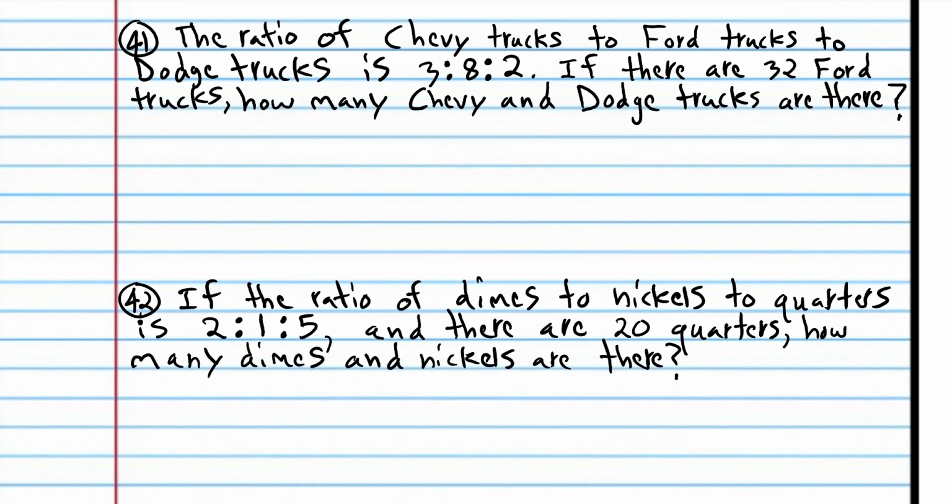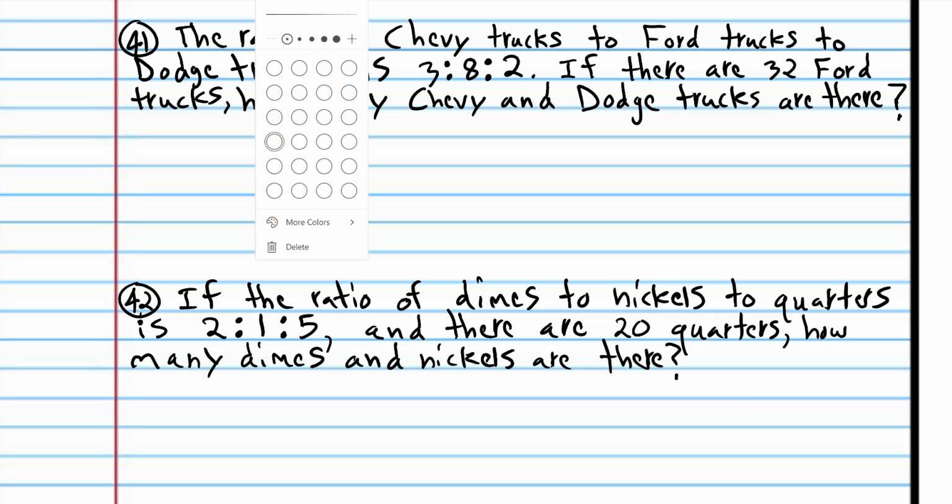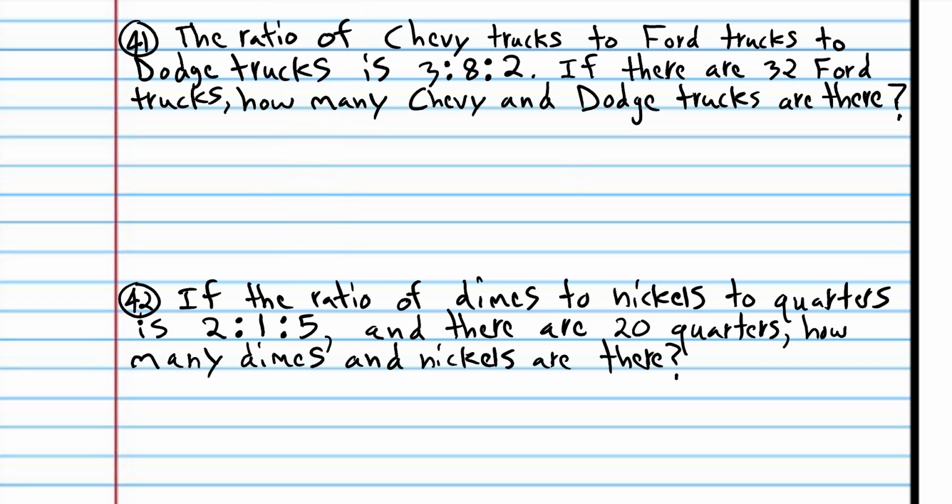So now we're going to problems that use ratios with 3 numbers. The ratio of Chevy trucks to Ford trucks to Dodge trucks is 3 to 8 to 2. If there are 32 Ford trucks, how many Chevy and Dodge trucks are there? So again, this is a ratio. But if we were going to use the method where we set up a proportion statement with an equation, then we'd have to actually set up 2 proportion statements. So that would take a while. So the best method is to use equivalent ratios.